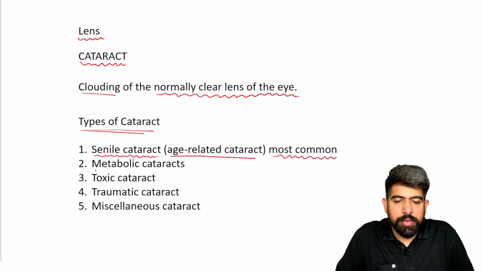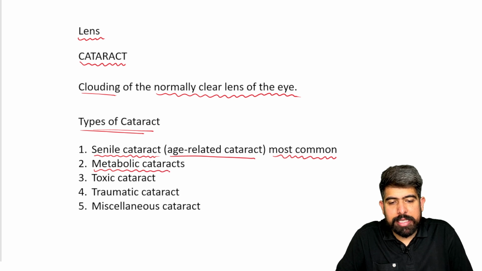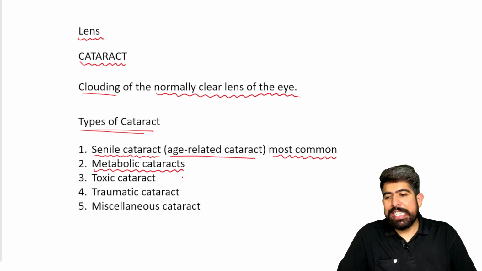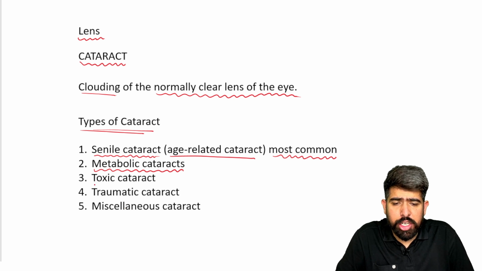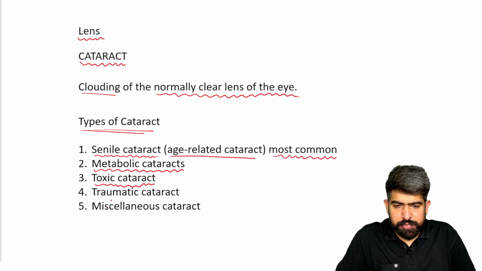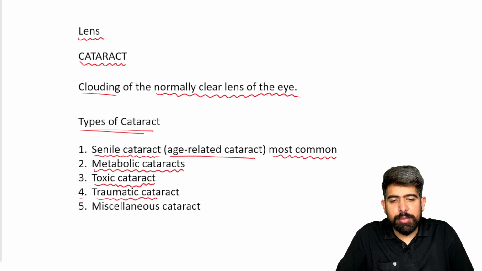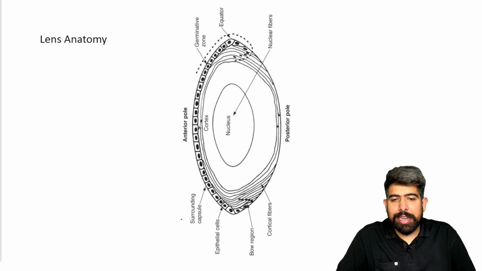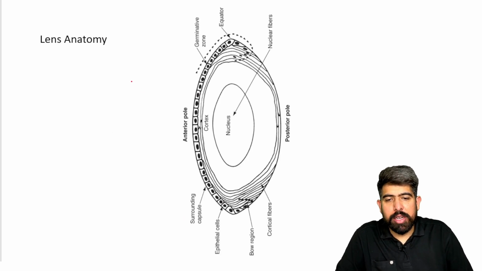Next, the second one is known as metabolic cataract. It is seen in some metabolic conditions. We'll talk about which metabolic condition. The third one is toxic cataract, due to some toxins which we are ingesting that cause cataract. The fourth one is traumatic cataract due to some trauma, and the fifth is miscellaneous cataract.